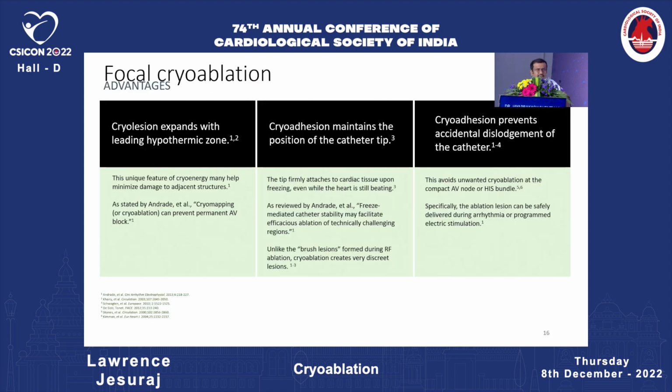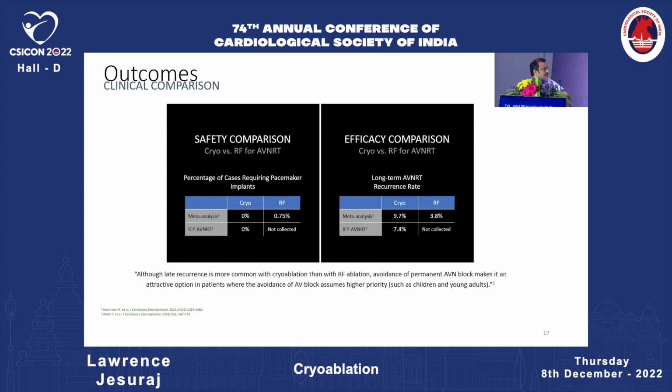So when you are looking at focal cryoablation, these are the advantages. The cryo lesion expands with the leading hypothermic zone. That creates lesser injury to the closer tissues, and cryo adhesion maintains the position of the catheter tip. That makes your catheter much more stable, and again cryo adhesion prevents accidental dislodgement of your catheter. That may be very helpful when you are ablating a very narrow Cox triangle or pathways very close to the AV conduction system. That's the reason cryo seems to be safer.